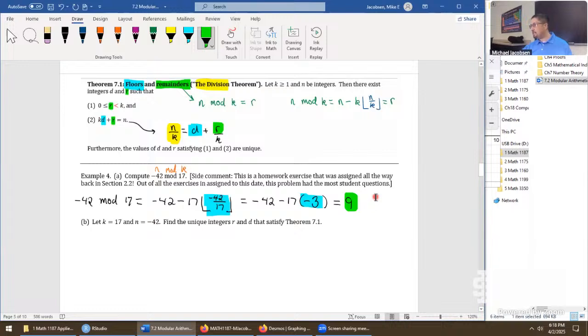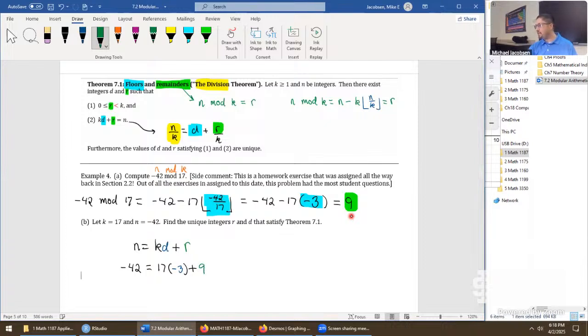Okay, let's write this out then. So I'm going to think in terms of this equation again, like before. I'm going to write n equals KD plus R. That's just from the formula. Plug in the values we actually have from up here. So now negative 42 equals K, which is 17, times D, the floor of negative 42 17ths, that's negative 3, plus R, that was calculated over here, so R is 9.